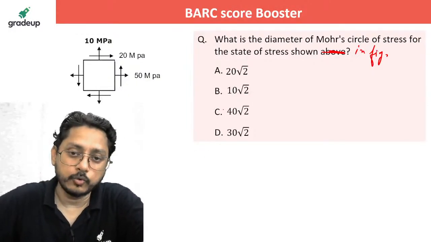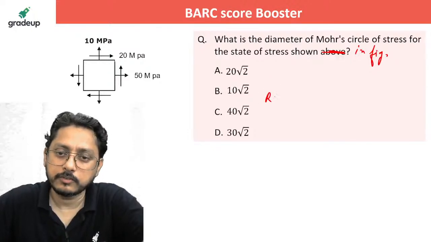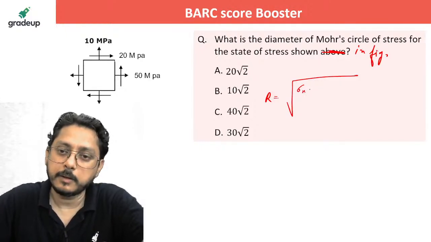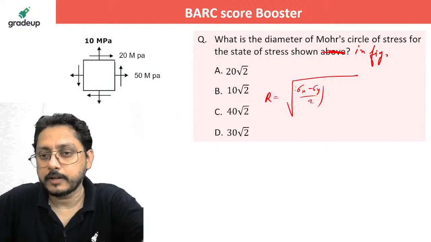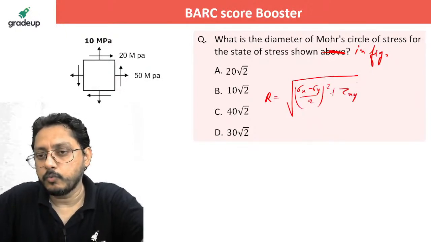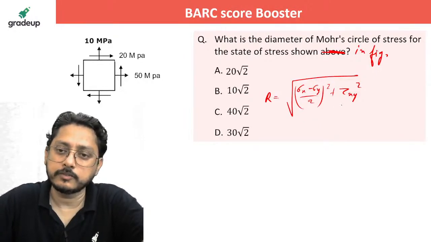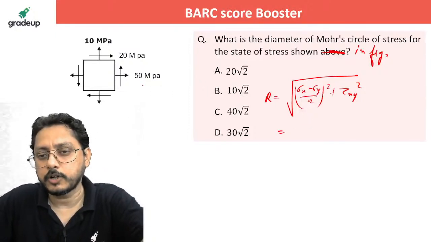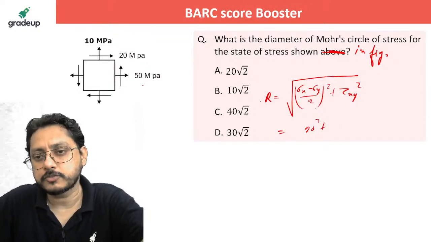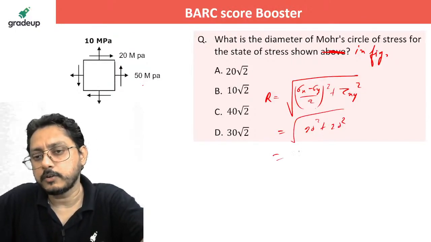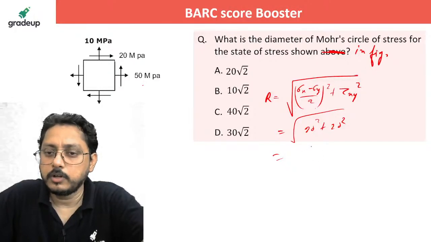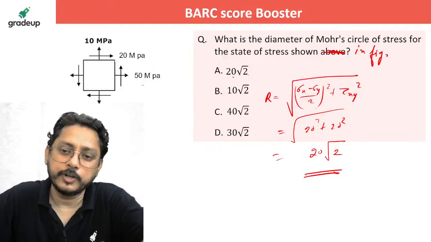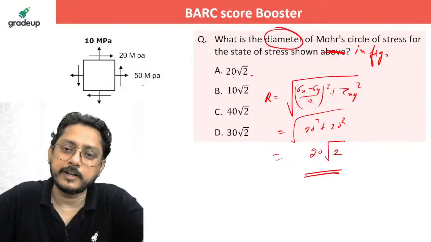See, I already told you the radius of the Mohr circle. What is that? Square root of (sigma x minus sigma y by 2) whole square plus tau xy square, isn't it? That is the formula for the radius of the Mohr circle. Now multiply by 2 and it will become the diameter. So 50 minus 10 is 40, by 2 is 20, square, plus shear stress 20 square, under root. So how much will it be? 20 square plus 20 square, that is simple, no? Twice of 20 square, so 20 will come out and root 2, that's all. That is the radius. Don't mark 20 root 2. He's asking about the diameter, so do not get trapped.